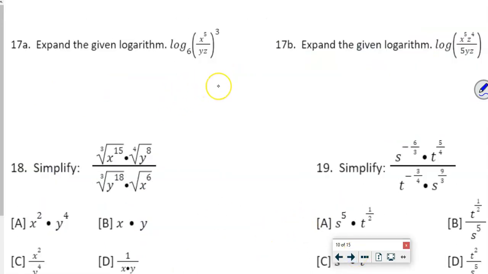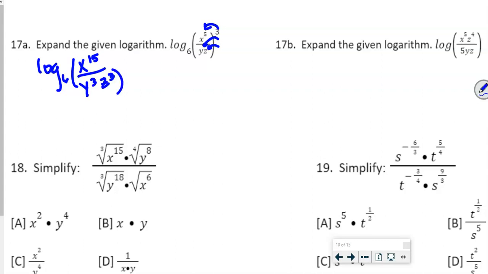The next one says expand. So this time I'm going to actually apply this first, and I'm going to rewrite this. I'm going to put that 3 to every power that was there. So I got log base 6 of x to the 3 times 5 is 15. This is going to be y to the 3rd, z to the 3rd, okay? So now I'm going to write it. Log base 6, log base 6, log base 6. So this would be x to the 15th, which means the 15 is ultimately going to move there.